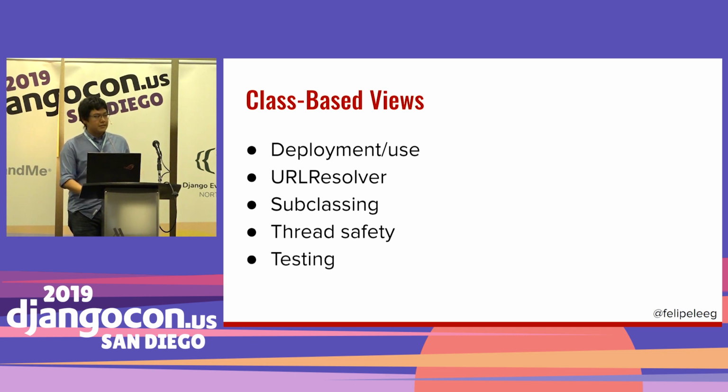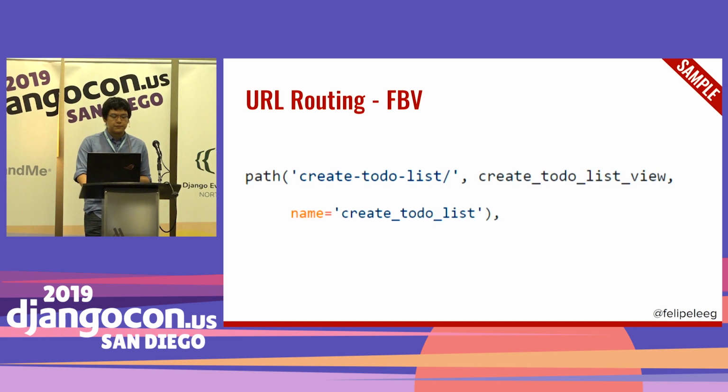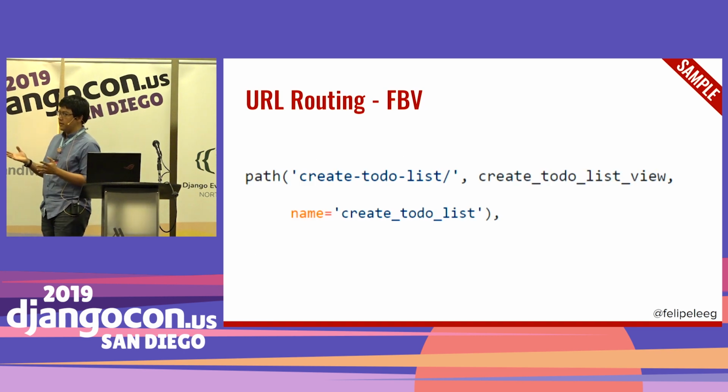How easy is it to test? Do you need to do anything special for when you want to test them? And how easy is it to decorate it? Because if you want to use decorators, we want to make sure that it's still easy when you switch over to class-based views. So really quickly, let's look at an example of urls.py with a function.